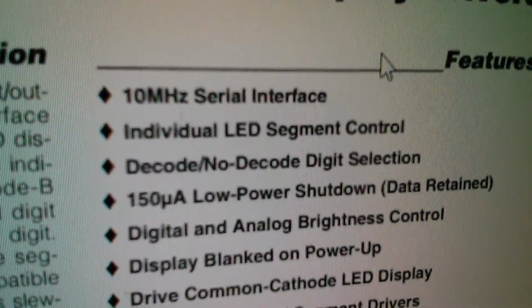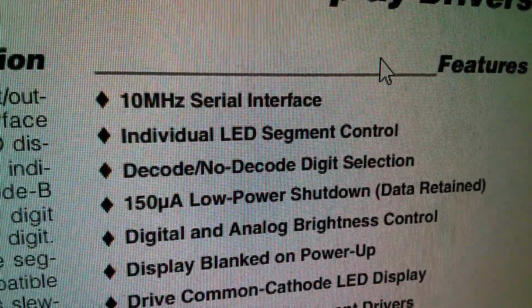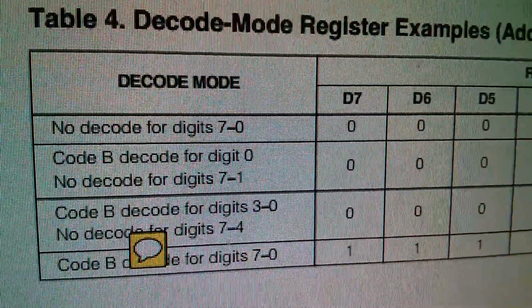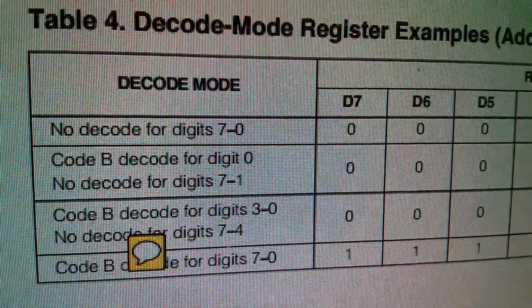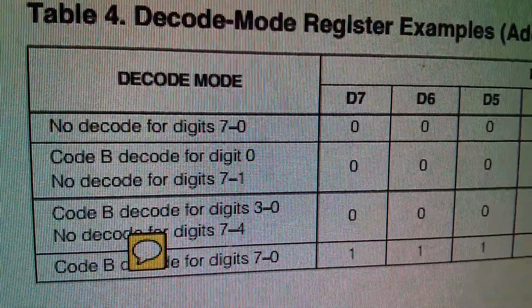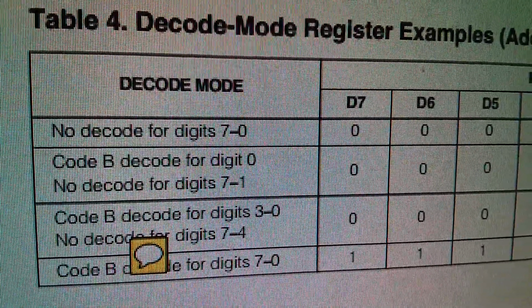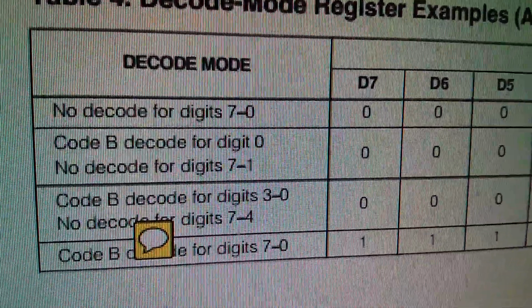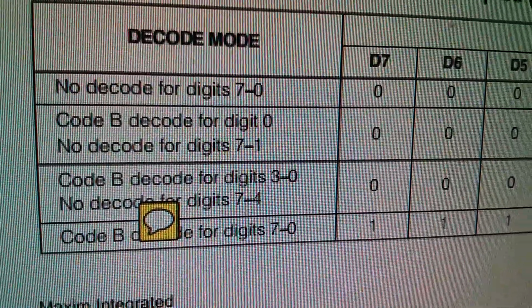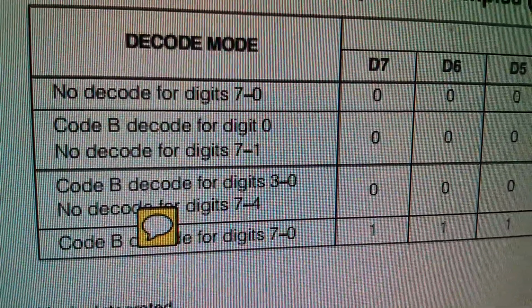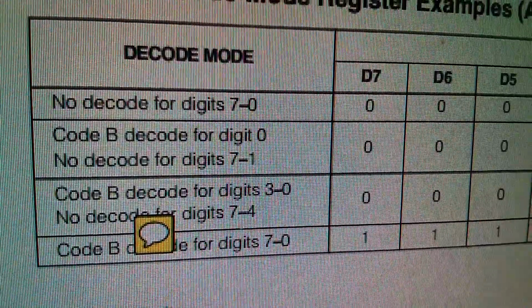It has this thing, the decode or no decode digit selection. So there are 4 options for decode mode. You've got the top one, no decode at all. You've got code B decode just for digit 0. Code B decode for digits 3 to 0. And at the bottom, code B decode for all the digits, 7 to 0.